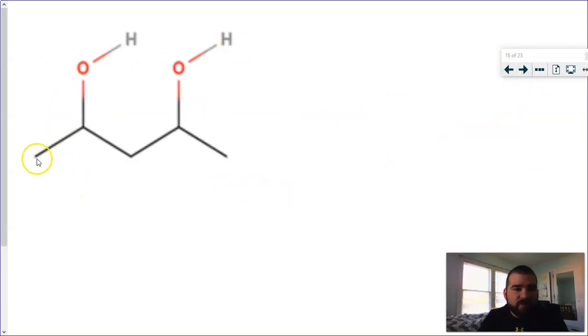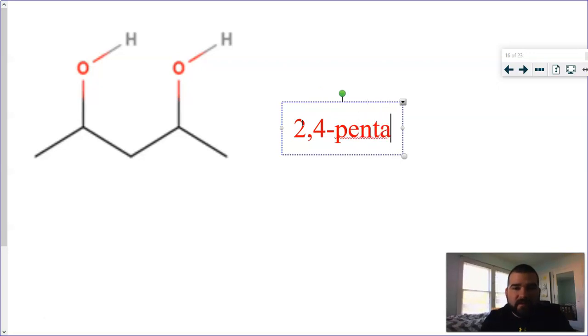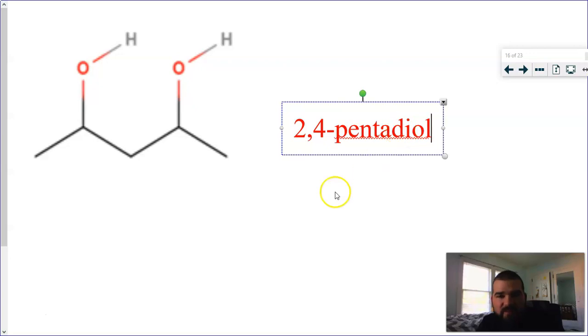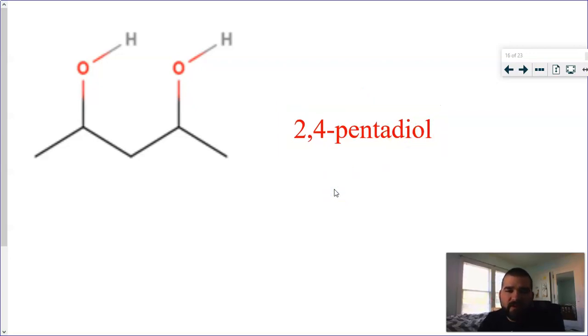We have 2 alcohol groups, carbon chain of 1, 2, 3, 4, 5. So this is pent. And this would be 2,4-pentadiol. So the N gets dropped when we have that prefix. Don't lose too much sleep over that. If you called this pentanediol, that would be perfectly fine. I wouldn't give you points off by any means. But the appropriate name is 2,4-pentadiol.